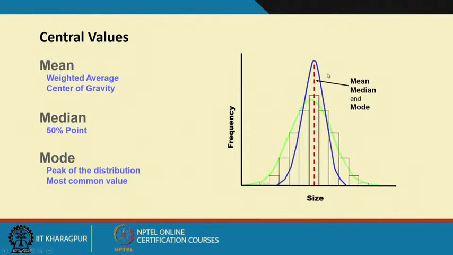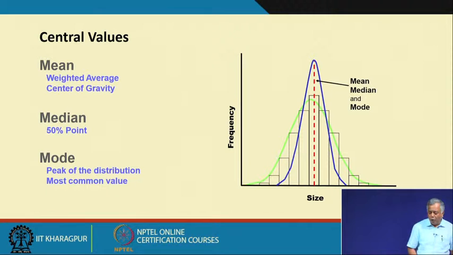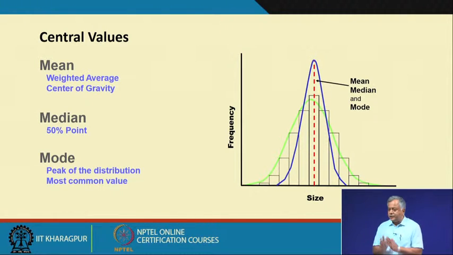plot, we also get to know what the mean value is, that means the weighted average, the center of gravity. Suppose I have a distribution plot like this, the mean value is somewhere here. The median is the 50% point, the point where the entire area is equally divided into two parts. And mode is the peak of the distribution, the most common value.